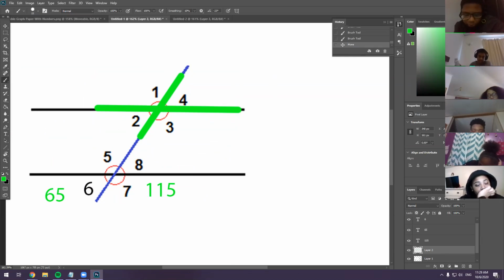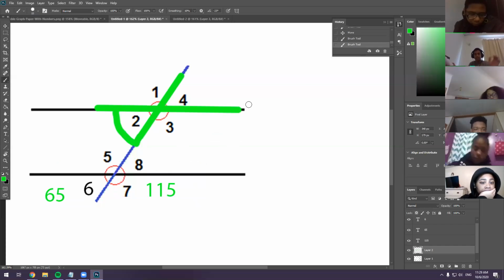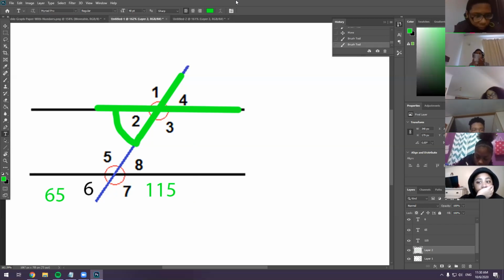So on that note, Damaja, what would angle 2 be? Would it be 65? Yep, and how did you know? Because we shifted 5, 8, 6, and 7 up. So 2 would be the same as 6. Yeah, there we go. That's what you want to explain when you solve this sort of problem, right? 2 is the same angle as 6 when we translate it, exactly.